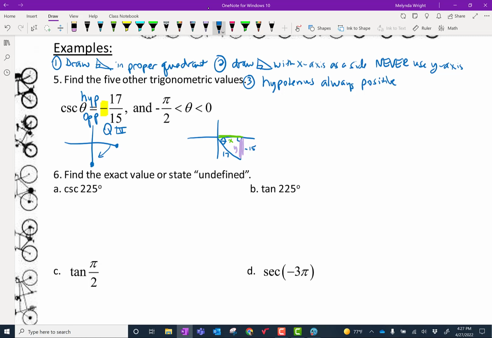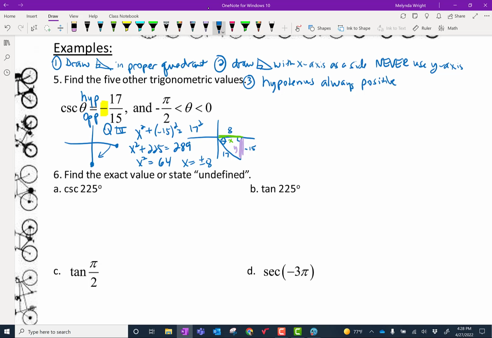And to find the third side of the triangle, we just use the Pythagorean theorem. So this is x. So x squared plus negative 15 squared equals 17 squared. So x squared plus 225 equals 289. So x squared is, I subtract those, 64. So x is plus or minus 8. All right, so which one are we going to use? Well, what is x in the fourth quadrant? It's positive, so we're going to use a positive 8.